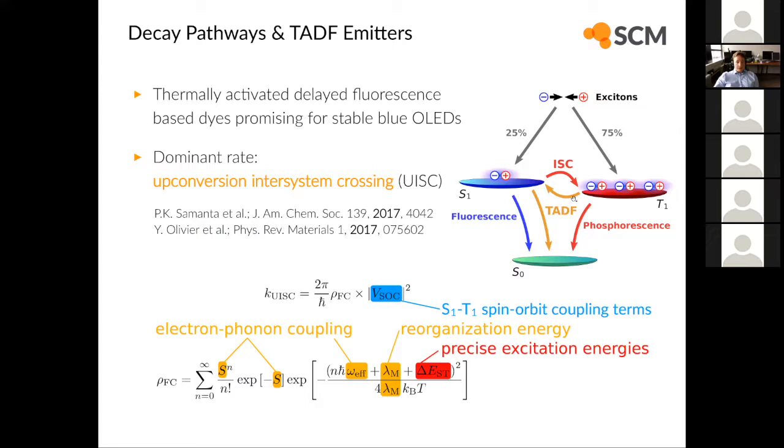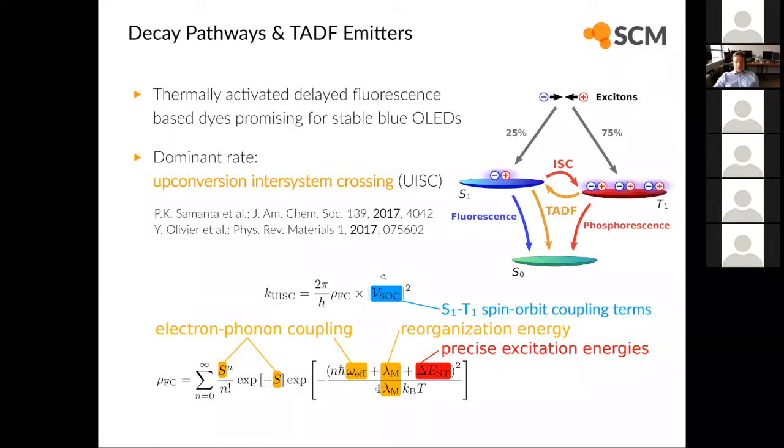Turns out the dominant rate for this whole process is the so-called reverse intersystem crossing, or upconversion intersystem crossing, basically the transformation of a triplet state into a singlet state. And this can be calculated. There's also a tutorial on how to do this in ADF.